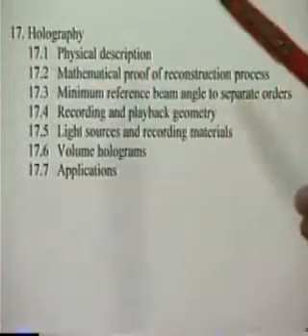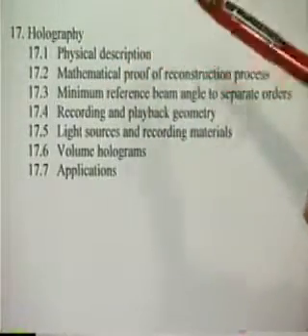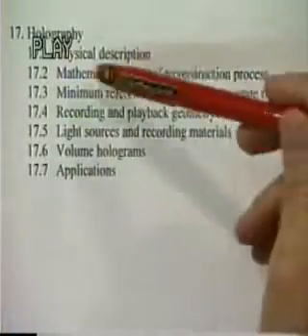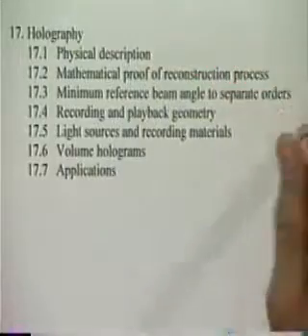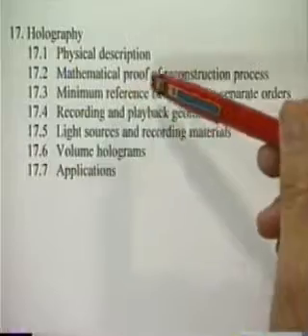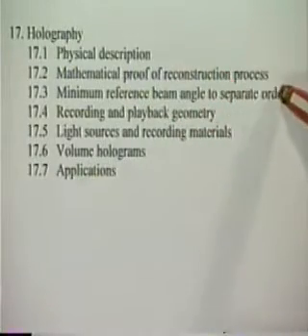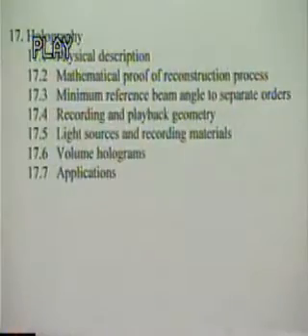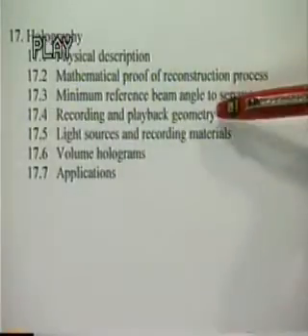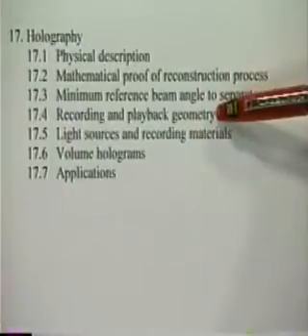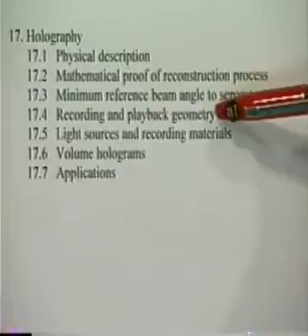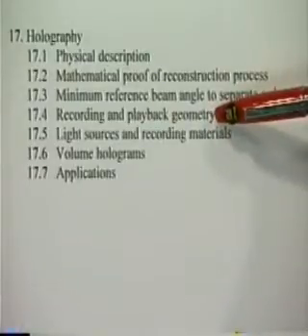So this is chapter 17. We had started here with a physical description. We went through a little algebra to show the proof of the reconstruction process. Today we're going to be talking about how we separate the different orders and what's the smallest reference beam angle we can have to separate orders. We're going to go through some algebra to show where the images are as a function of both how you make the hologram and how you do the reconstruction of the hologram.